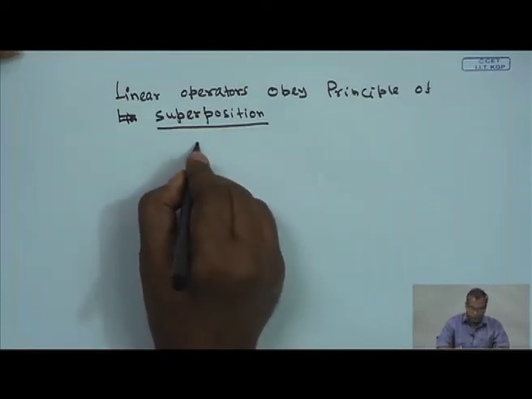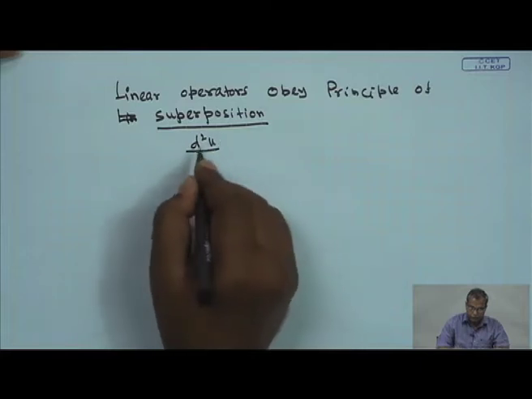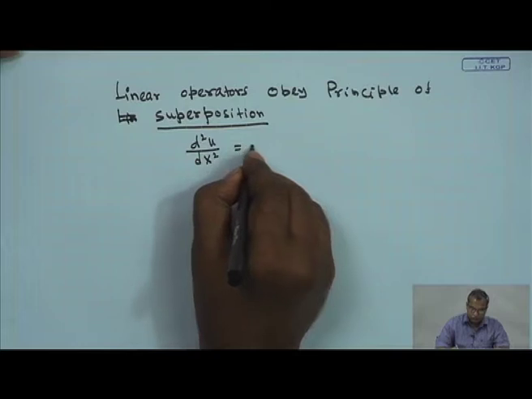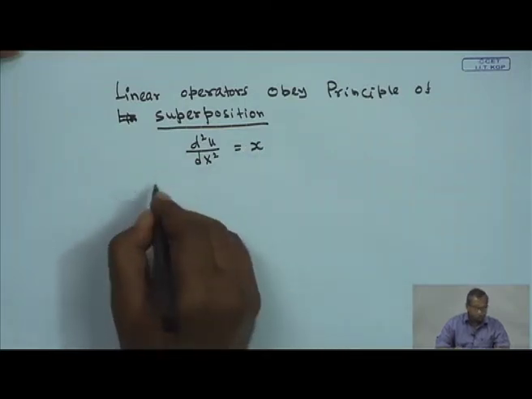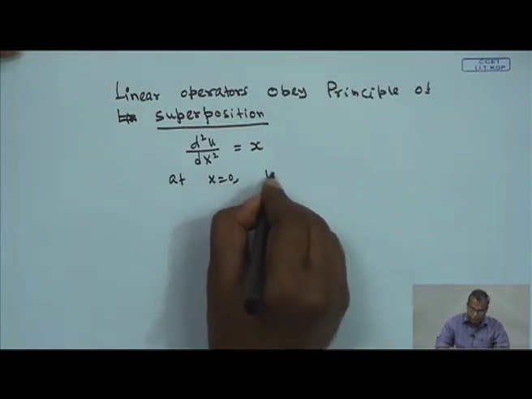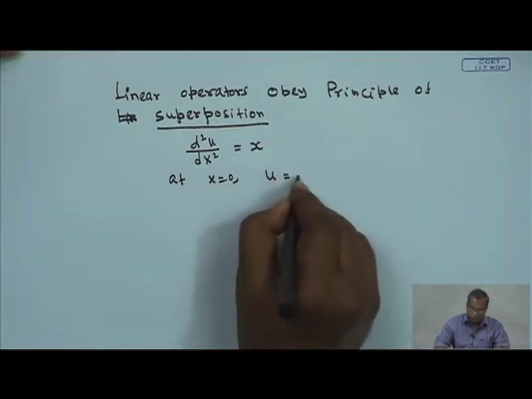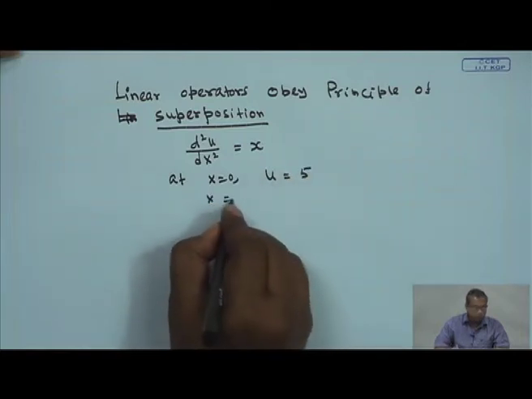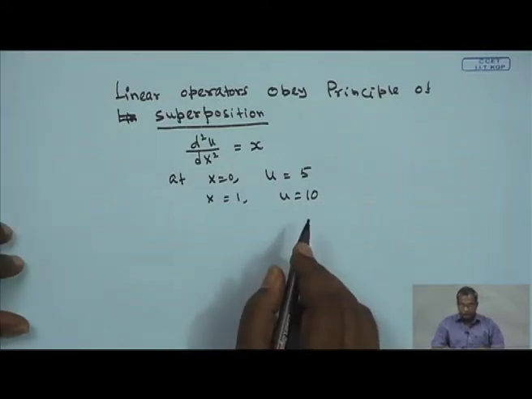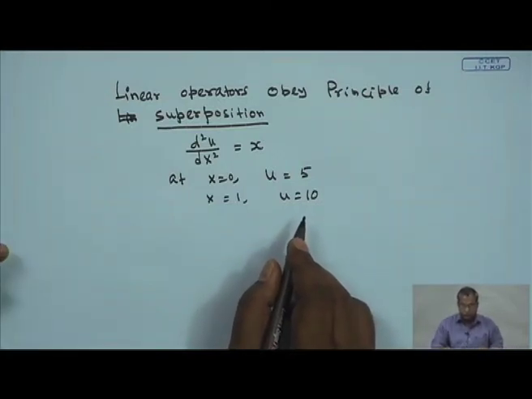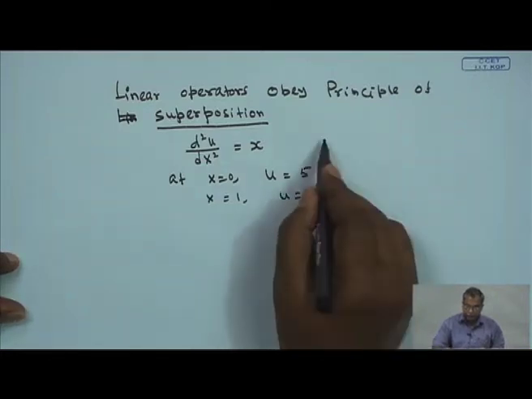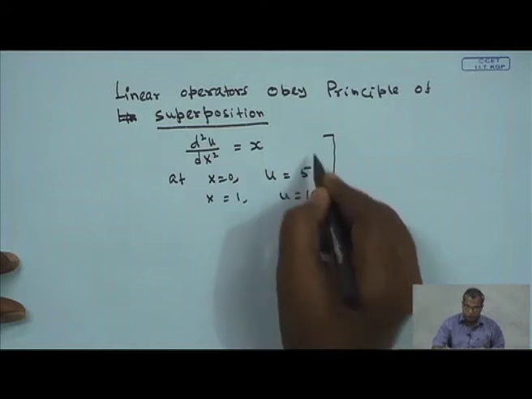Suppose I am solving an ordinary differential equation which is non-homogeneous. d squared u by dx squared is equal to x, let us say, and the boundary conditions are also non-homogeneous. At x is equal to 0, u is equal to, let us say, 5, and at x is equal to 1, u is equal to 10. So, this problem is equivalent to breaking it down into 3 sub problems, keeping one non-homogeneity at a time. So, let us find out how many non-homogeneities are there.